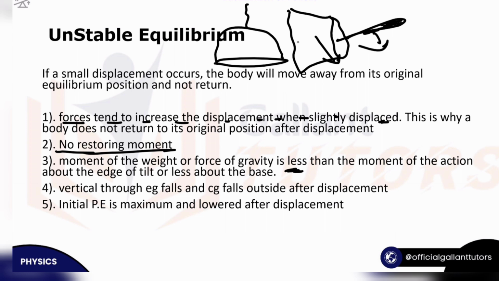The vertical true center of gravity falls outside the object after displacement. Now, the center of gravity is in this part. But after displacement, the center of gravity falls outside the base. It lies outside the base of this object. Do you get it? That's exactly what I'm trying to say.